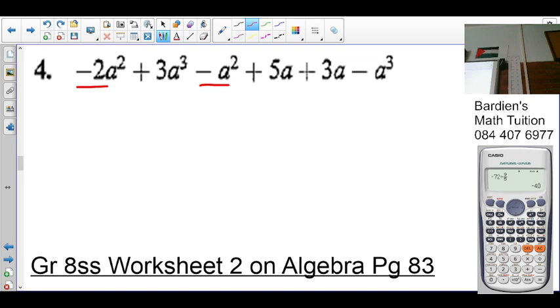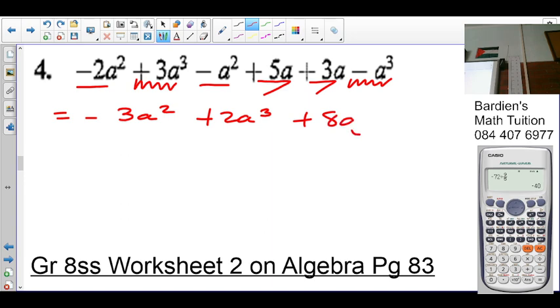So 3a cubed is a like term to? Negative a cubed. And 5a is a like term to 3a. You see that, people? So what's negative 2a squared minus 1a squared? Negative 3a squared. What is 3a cubed minus 1a cubed? Positive 2a cubed. And what is 5a plus 3a? You all agree with that? Okay.